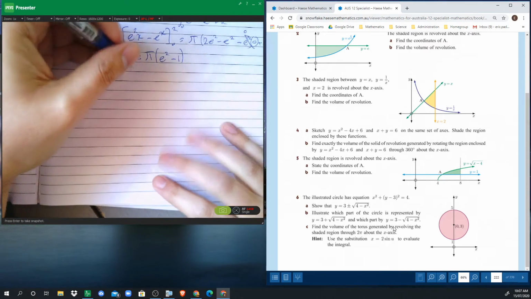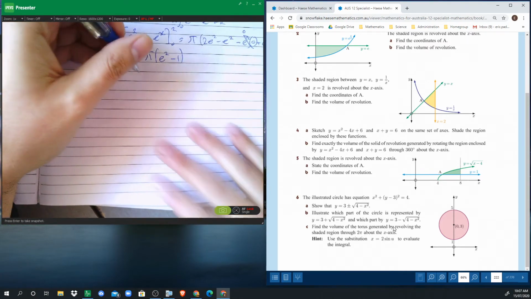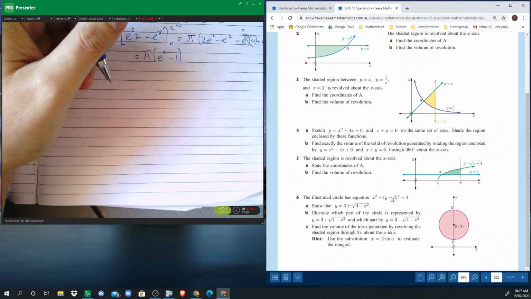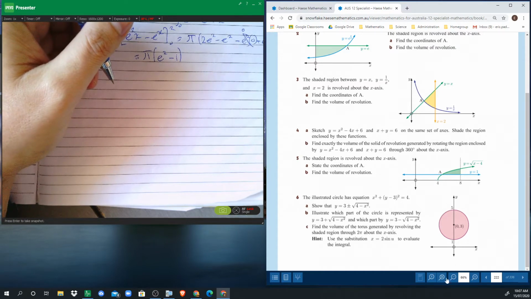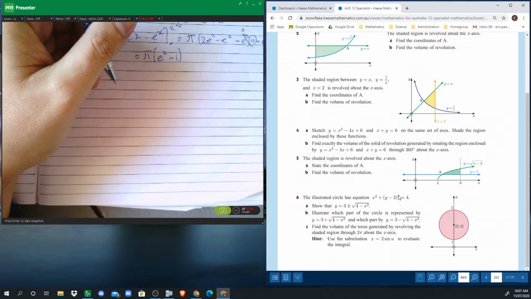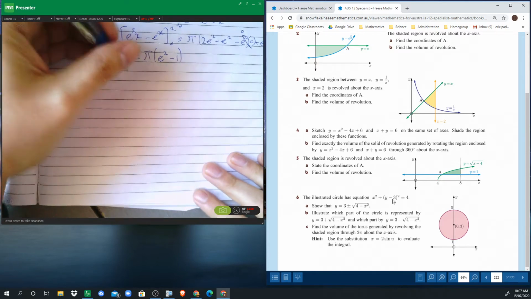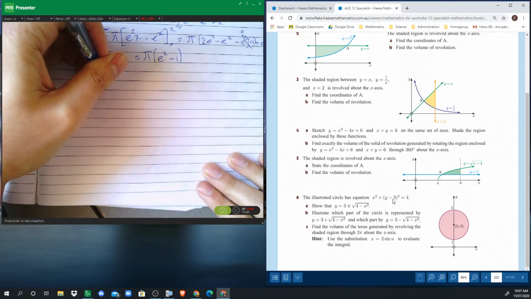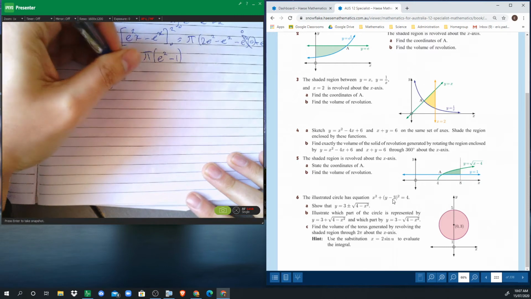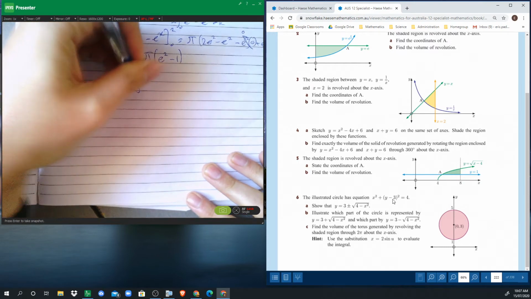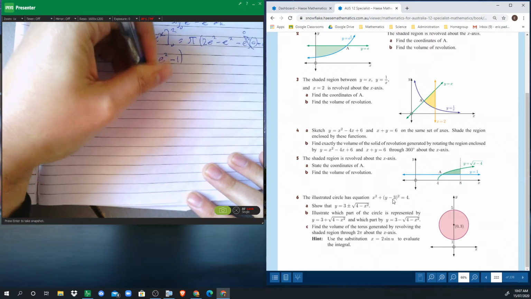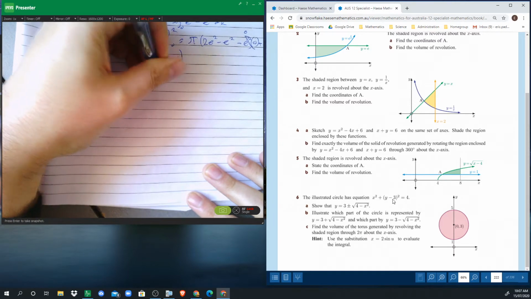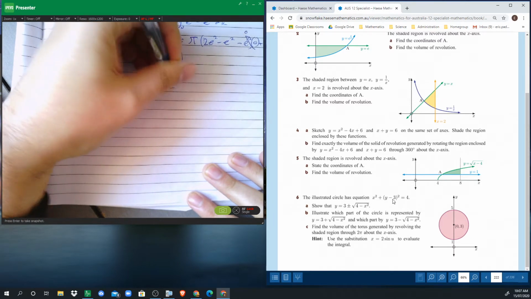All right. So we got this is the equation of a circle. And the circle is going to be rotated around the x-axis in order to make a torus or donut. All right, so we're going to try to isolate y for the purposes of that. All right, so x squared plus y minus 3 squared equals 4.